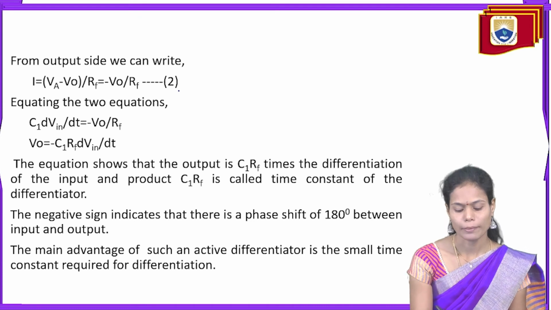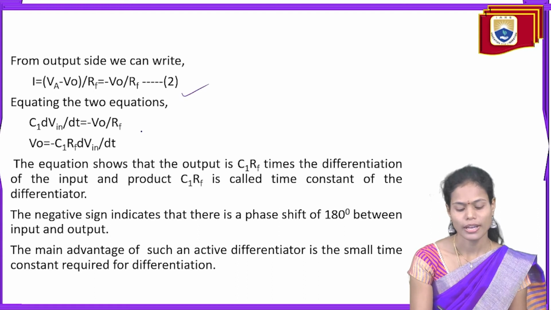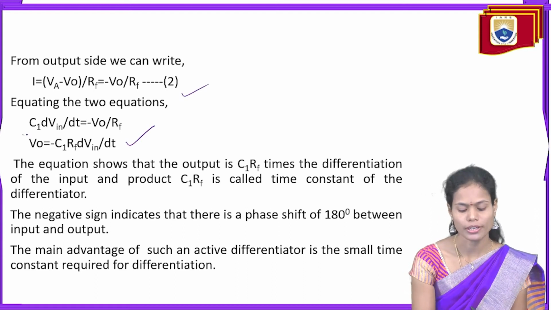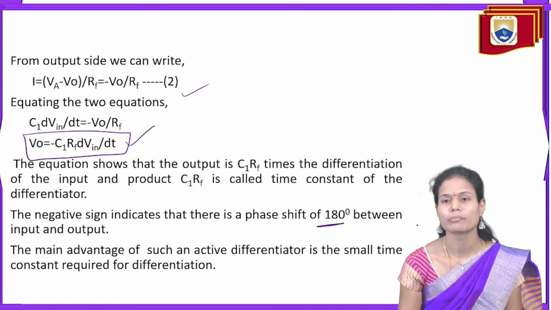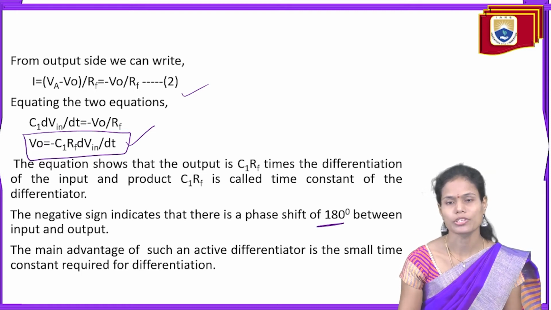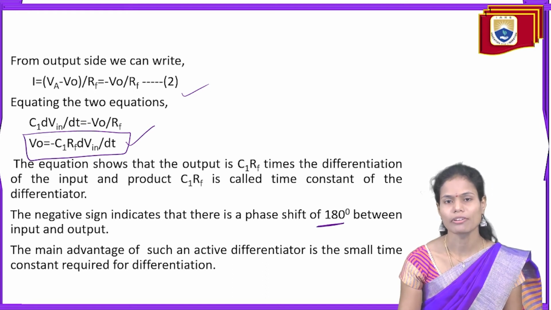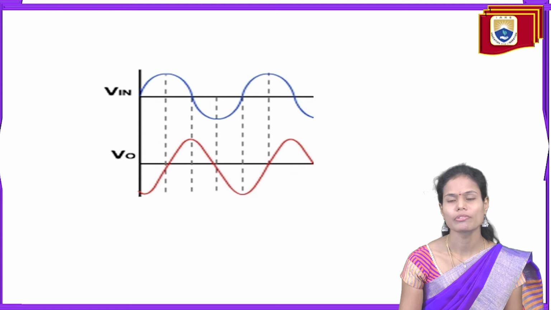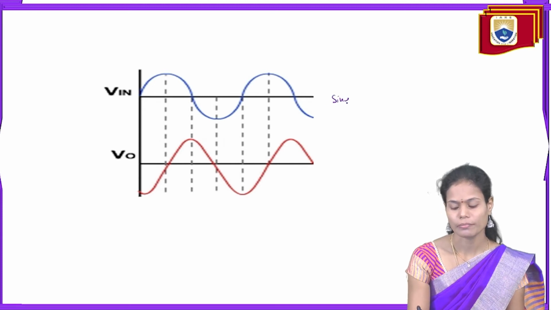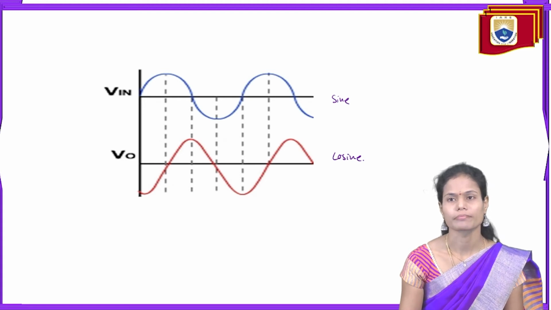We have to apply KVL for the input side as well as the output side, and equate the two equations so that we get the output voltage as this. And the output has a 180 degree phase shift with respect to the input signal. Why? Because we are providing the input signal to the inverting terminal of the operational amplifier, and it has a very small time constant. That is the basic advantage of the differentiator circuit. If we apply a sine wave to the differentiator circuit, we get a cosine wave as the output, with the same amplitude.